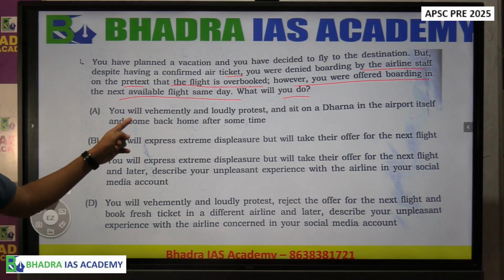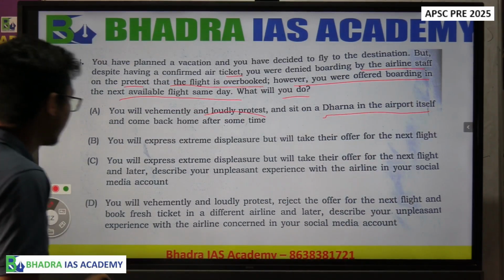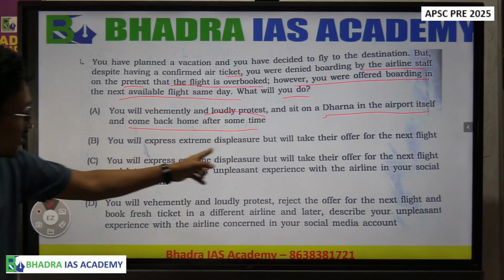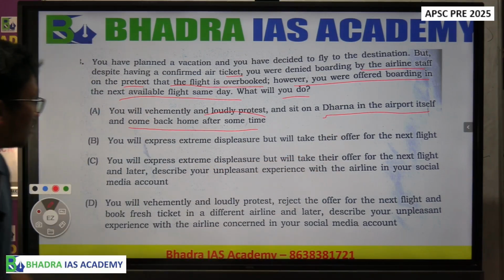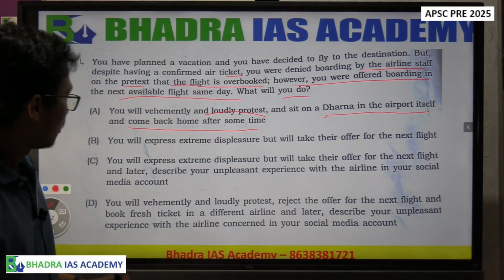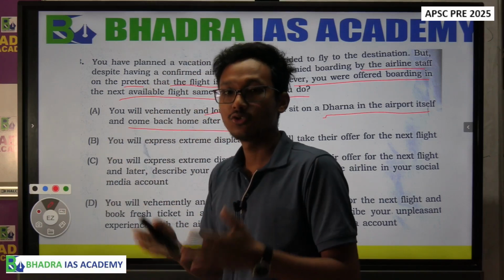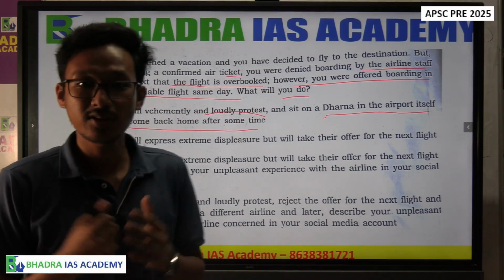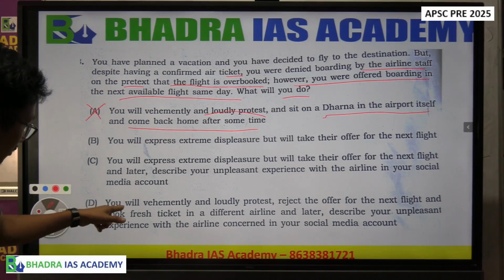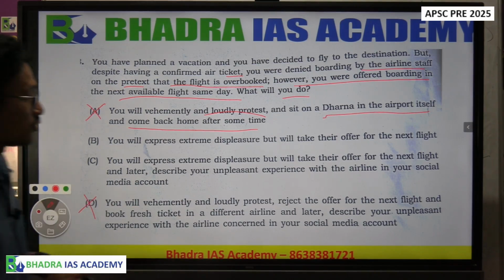So you will vehemently and loudly protest and sit down dharna in the airport itself and come back home after some time, and will express extreme displeasure but will take their offer. Okay, so yate vehemently means forcefully tenukwa type of. Okay, so jiketa okoman ami class ot discuss korisilu, decision making question thakile jod okoman extreme steps ase ba aggressive ase, so we should avoid this. So yate eto ami avoid koribo laiba. And yate again same kotha koise, you will vehemently and loudly protest, so we have to ignore this also.